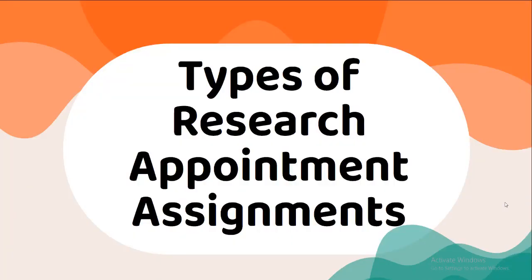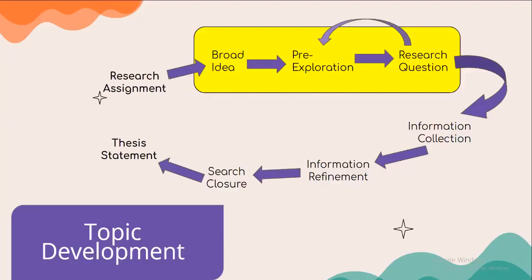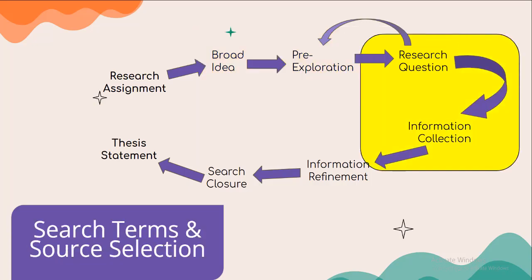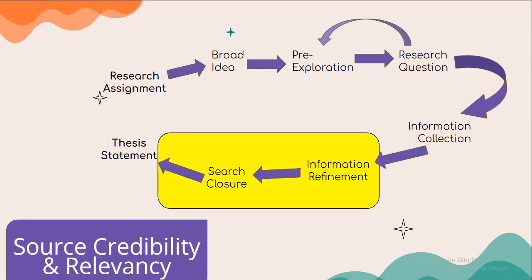Now, if you are here because you're completing a specific research assignment related to creating a research appointment with a librarian, know that your instructor might have sent you specific instructions, but there are different types of research appointments targeting each phase of this process. So as you complete this assignment, make sure you check in and see where you are in the research process and what you're being asked to do for your research assignment. Are you going to be focusing on topic development, where you're exploring and creating a research question? Another assignment might have you focus on information collection, where you're looking at different sources, source interfaces, and search terms. And then our last assignment has you focus on source credibility and relevancy. So looking at that information refinement process.